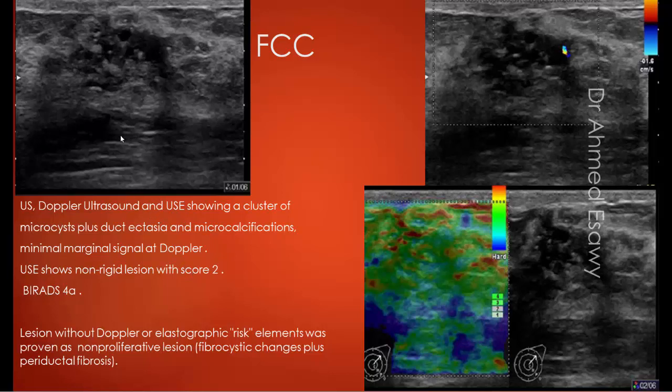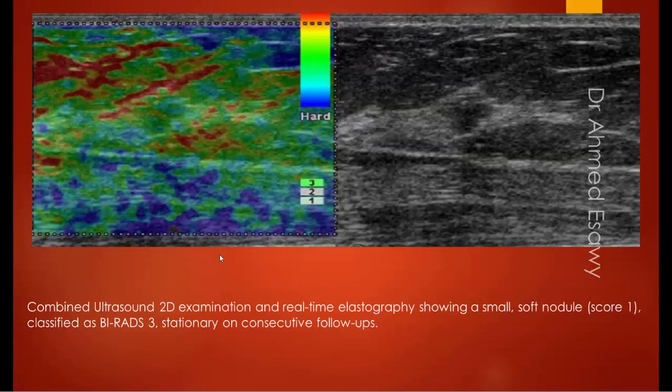Fibrocystic change plus periductal fibrosis. Combined ultrasound and elastography show small soft nodule, score 2 by elastography, classified as BI-RADS 3, stationary course and consecutive follow-up.